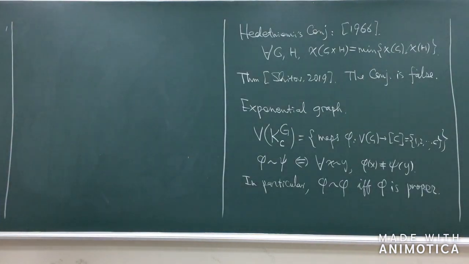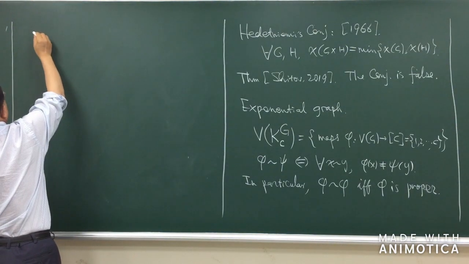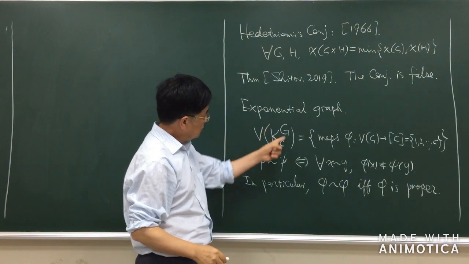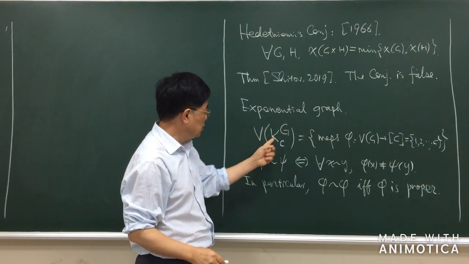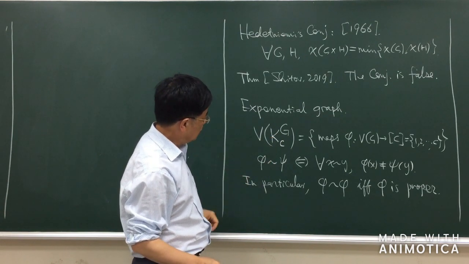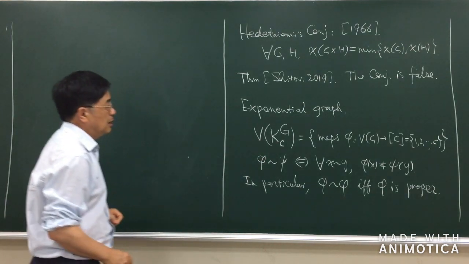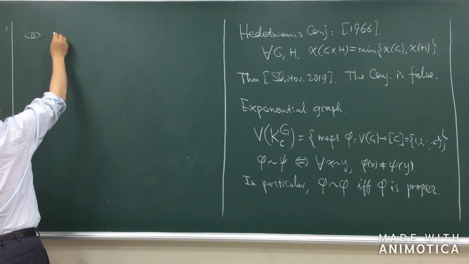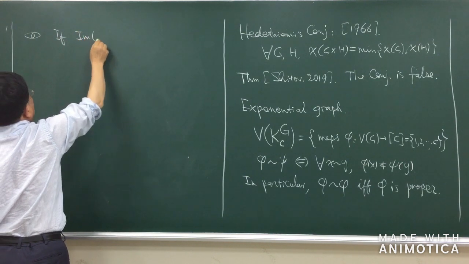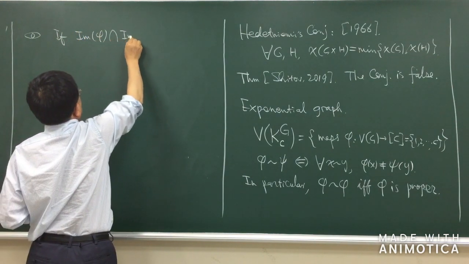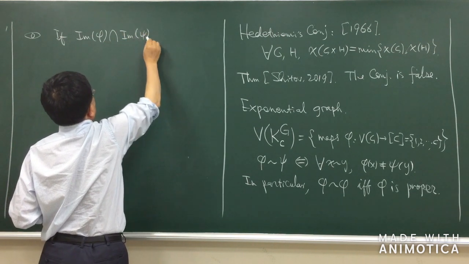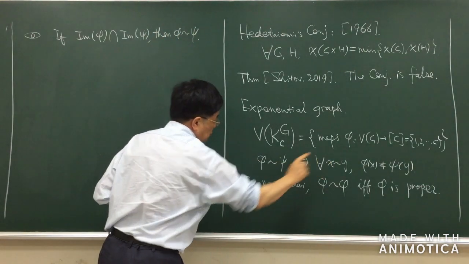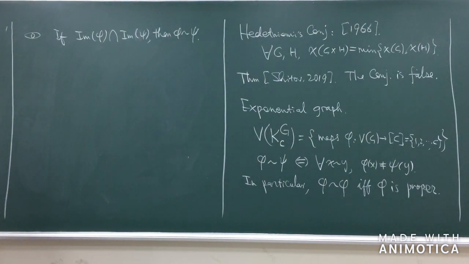Another observation is that all the vertices of this graph, I will call maps, because it's a map from G to K_c, and there are too many graphs involved. So I call the vertices of this graph maps. Another observation is that if the image of phi is disjoint from the image of psi, then these two are adjacent. This is certainly true for every edge, as they assign different colors to the end vertices.